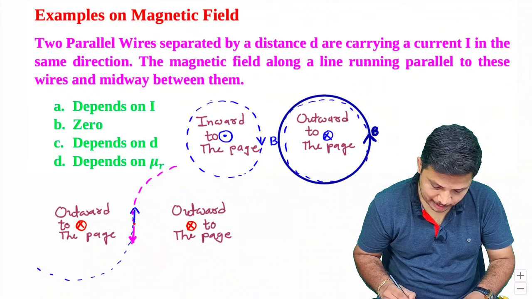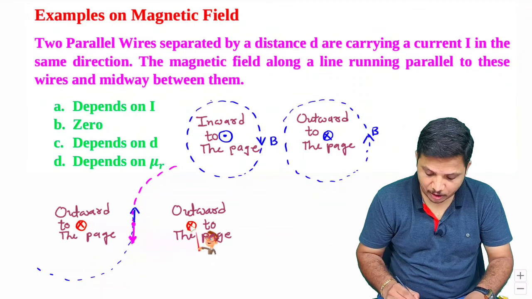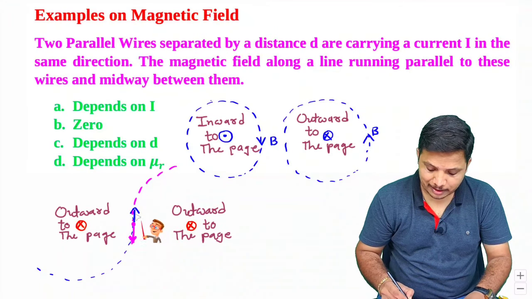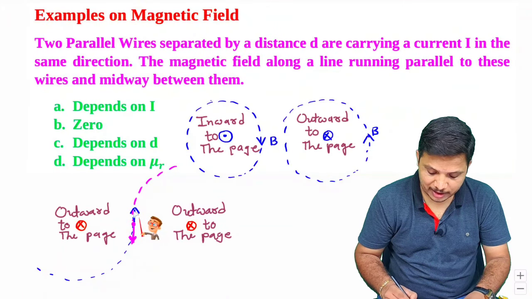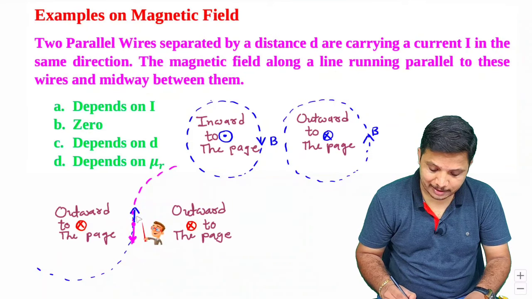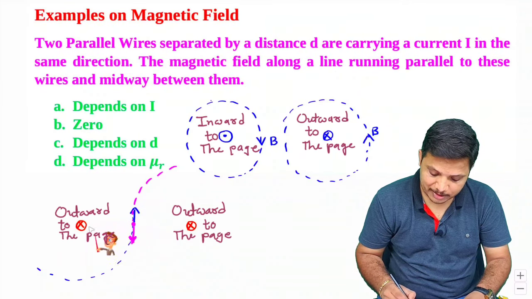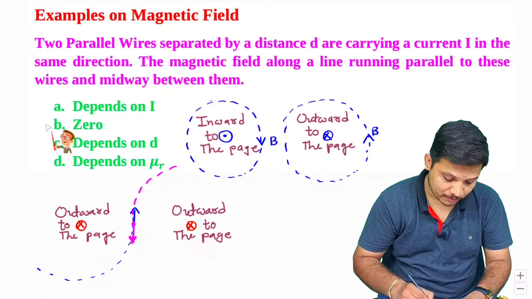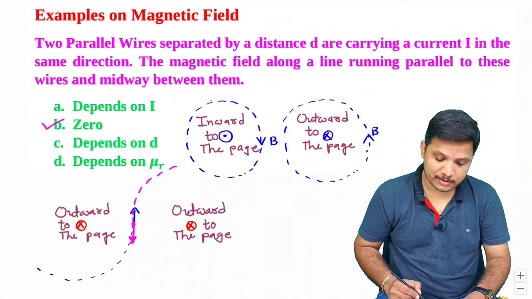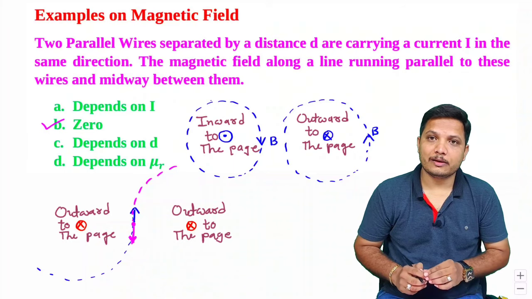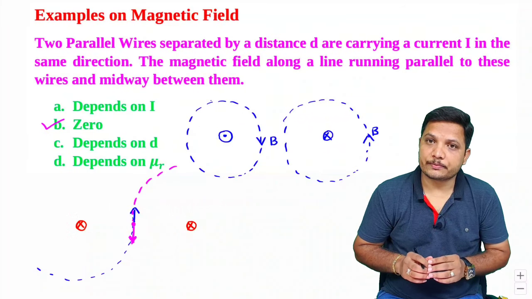So if you calculate magnetic field at the center, at midway of these two wires, the fields will be in opposite directions to each other and will cancel in magnitude. So the magnetic field at the center will be zero because of these two wires. So our answer for this question is zero. Let us have the next question.